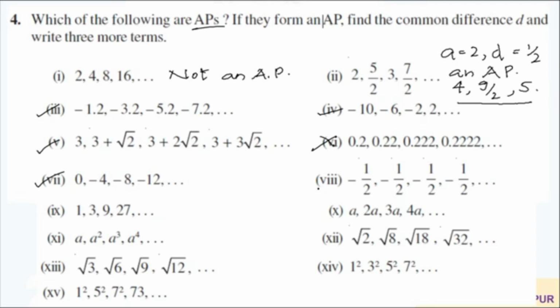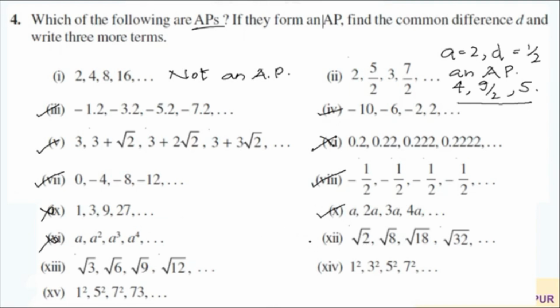Eighth one, it forms an AP with a common difference of 0. Here you look at the terms, each term is the same. When the terms are the same, the difference will be 0. Ninth one, it doesn't form an AP because there is no common difference. 10th one, it forms an AP with a common difference a. 11th one, it doesn't form an AP.